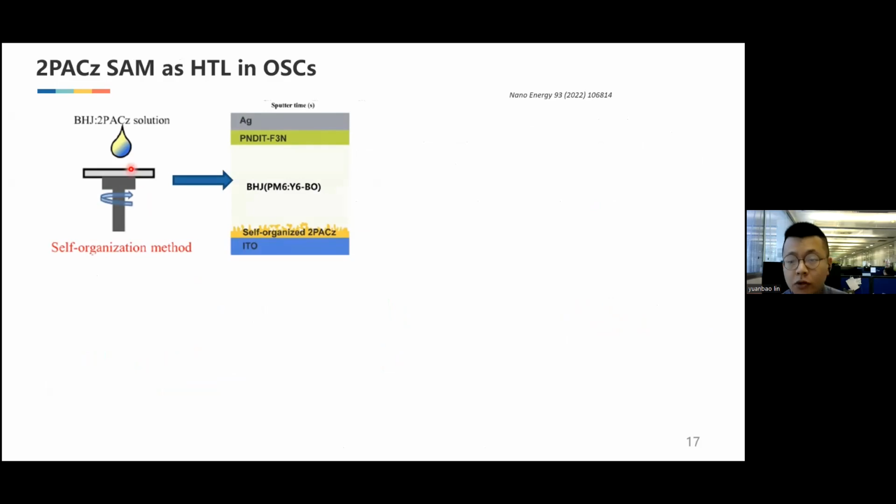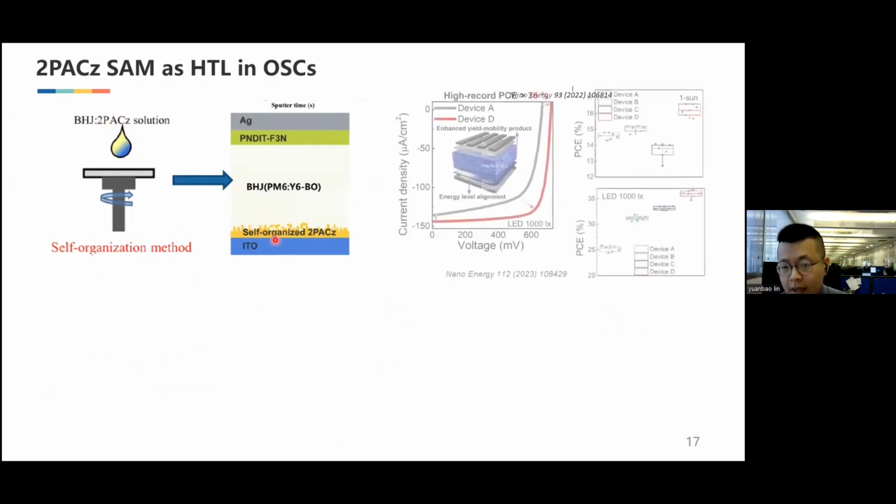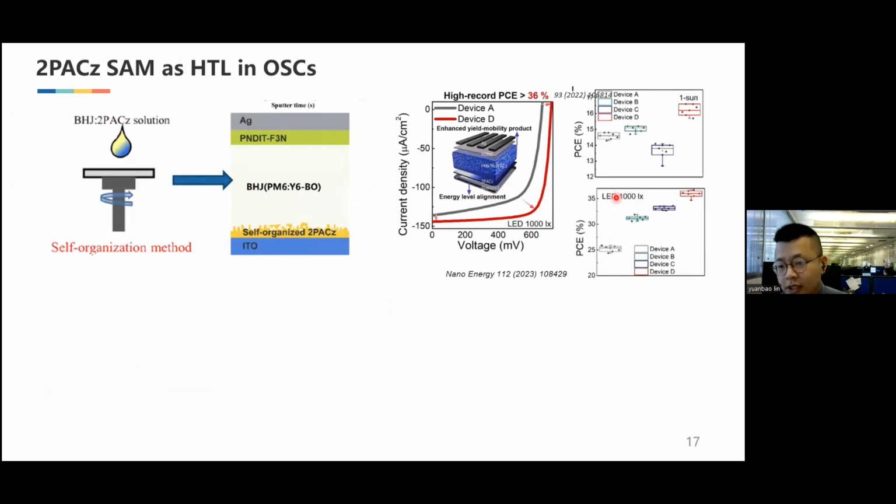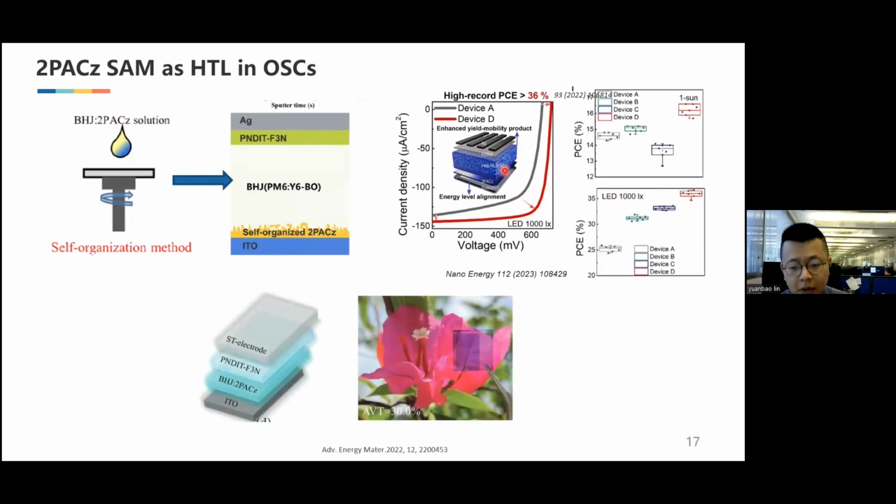For example, they can put the 2PACz in the bulk heterojunction solution, and after spin coating, this 2PACz can self-organize onto the ITO surface. They can also combine the ITO/2PACz and the bulk heterojunction/2PACz and use it in indoor solar cells, and they can get a very high PCE. Also, because this 2PACz is very thin, this system is more suitable for transparent OPV devices.